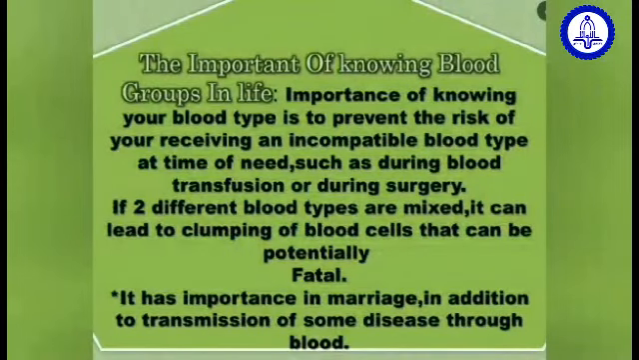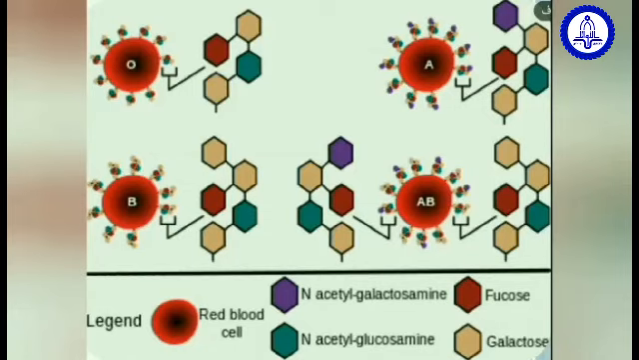The importance of knowing blood groups in life. The importance of knowing your blood type is to prevent the risk of receiving an incompatible blood type at a time of need, such as during a blood transfusion or during surgery. If two different blood types are mixed, it can lead to clumping of blood cells that can be potentially fatal. It has importance in marriage in addition to transmission of some diseases through blood. This picture talks about the blood.